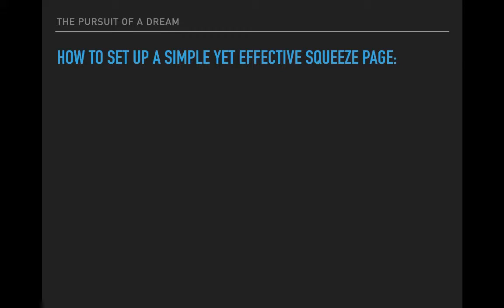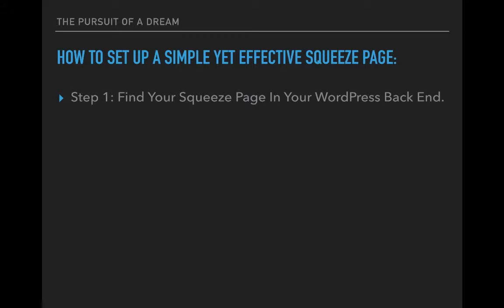So now that we've covered what a squeeze page is and why it's important to keep testing and improving it to boost your conversions, and we've gone through some of my top tips, we can now look at how you can set up a simple yet effective squeeze page of your own. So the first step is to find your squeeze page in your WordPress backend. So we're going to head over to the live screen and I'm going to show you how to do this, or where to find your squeeze page.